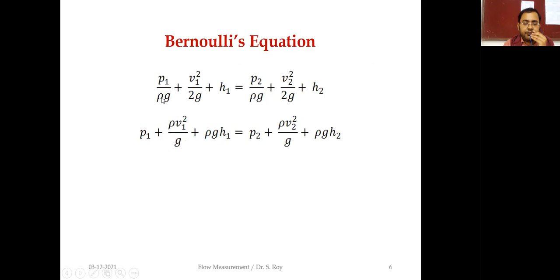Now, if I multiply this by rho g, the equation becomes P1 plus rho V1 square by 2. It should not be G, a mistake is there. It should be 2. Plus rho g H1 equals P2 plus rho V2 square by 2, it should be 2, not G, plus rho g H2. So this is the Bernoulli's equation we get from Bernoulli's theorem, and this is for an inclined and tapered tube.